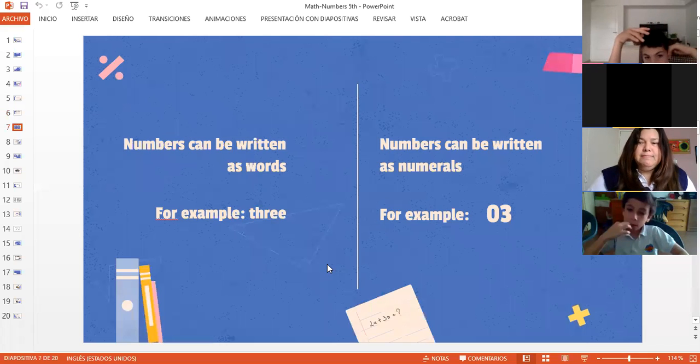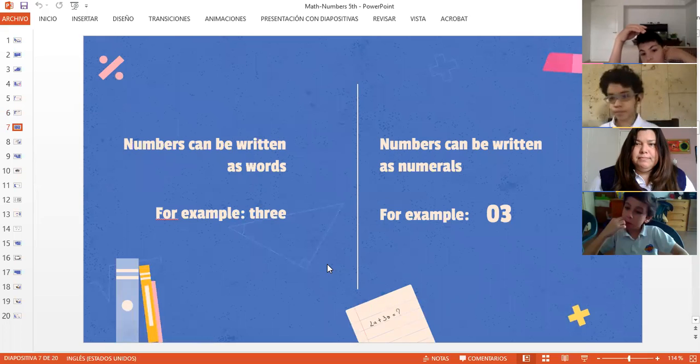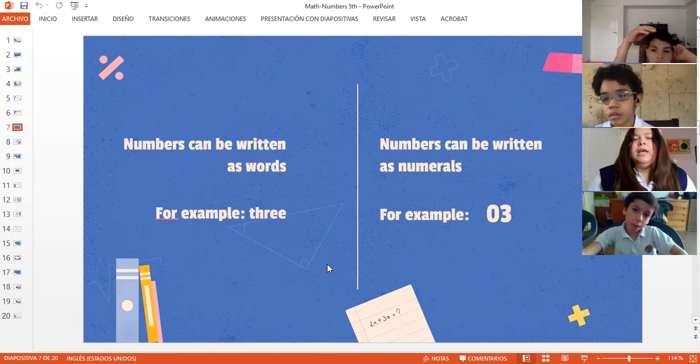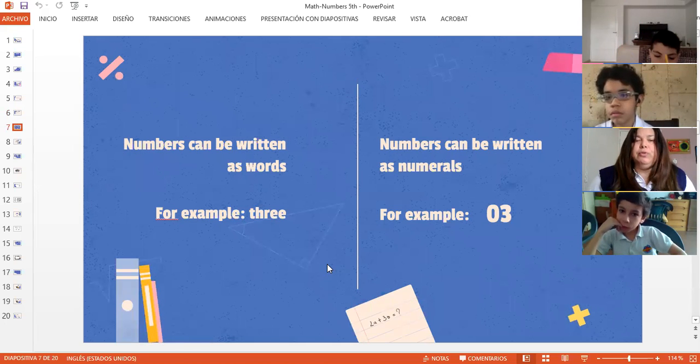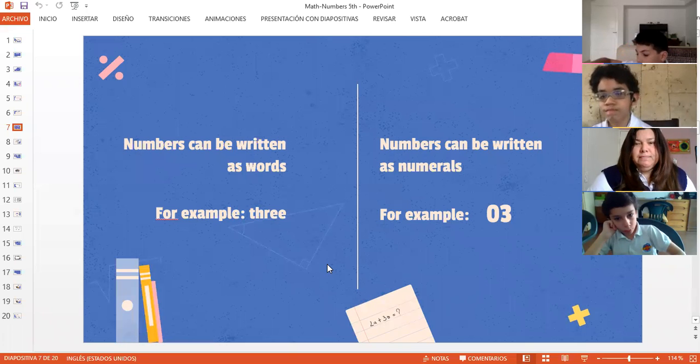So we can write numerals and we can write words. Teacher, do we have to copy this? No, not yet. Numbers can be written as words, okay? For example, 3. Numbers can be written as numerals, okay? It's a digit.